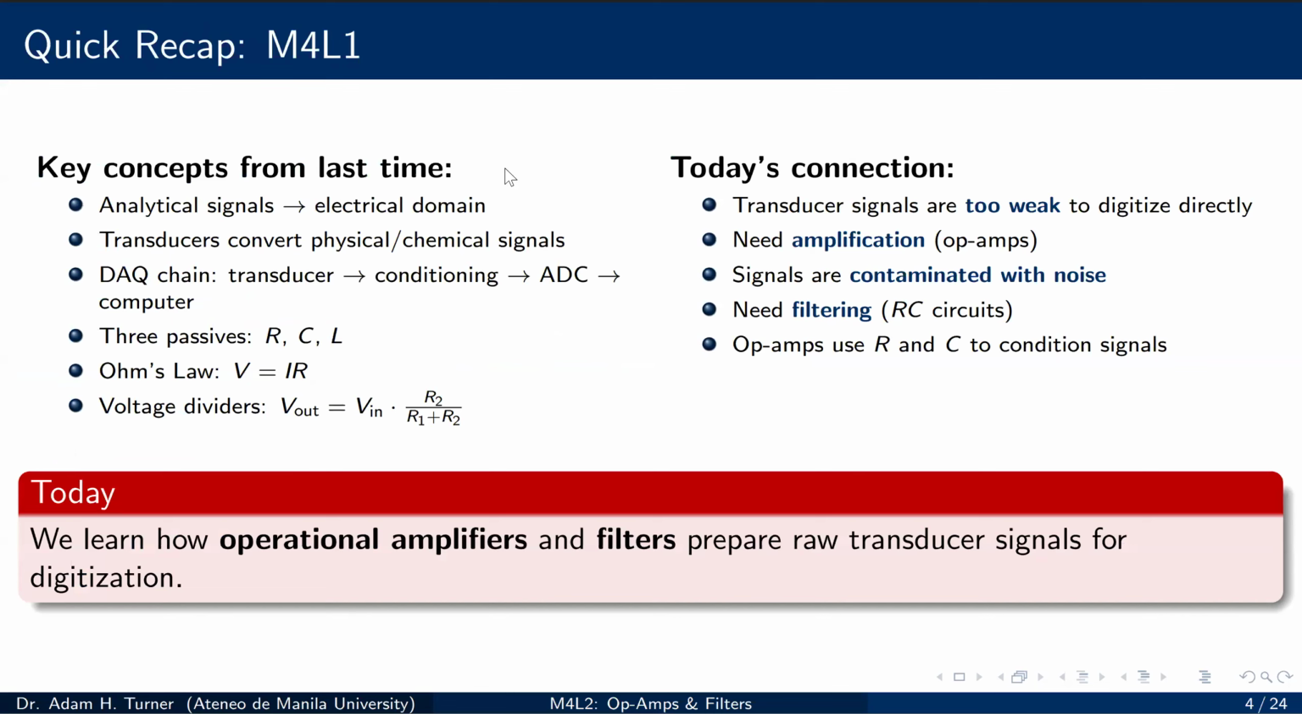Okay, so quick recap. Remember from last time, we were looking at taking analytical signals to the electrical domain. We were looking at taking transducers and using those to convert our physical or chemical signals into an electronic signal. But remember, we also had to use our DAC chain. We had a transducer, we had to condition our signal, we had to change our analog signal to a digital signal, and then that passed to the computer. Don't forget our passives, our resistors, our capacitors, and our inductors. And we also encountered two or three laws, Kirchhoff's current and voltage law, and also Ohm's law. So remember about those.